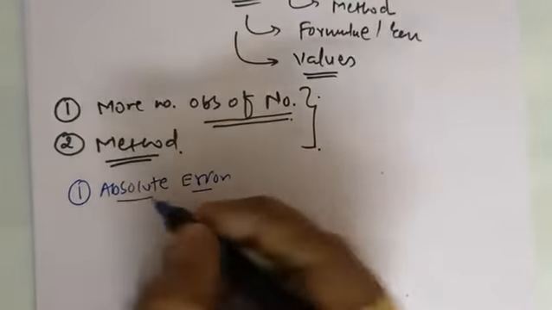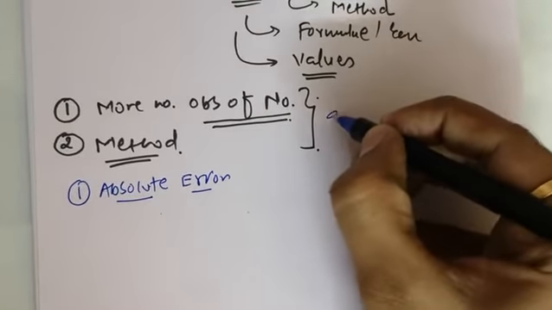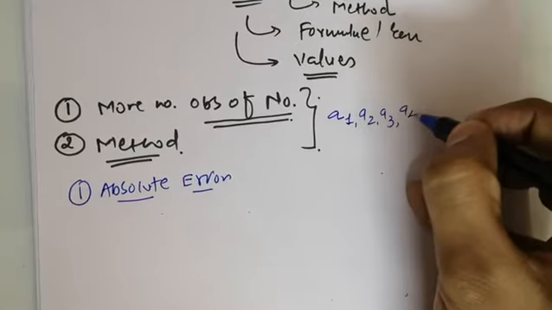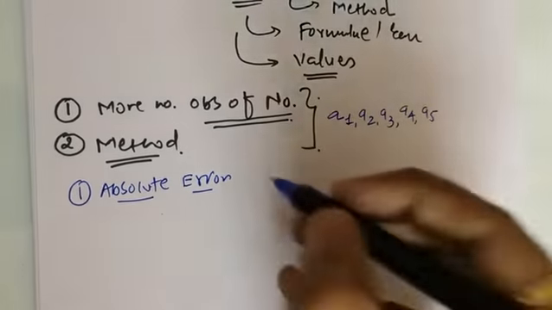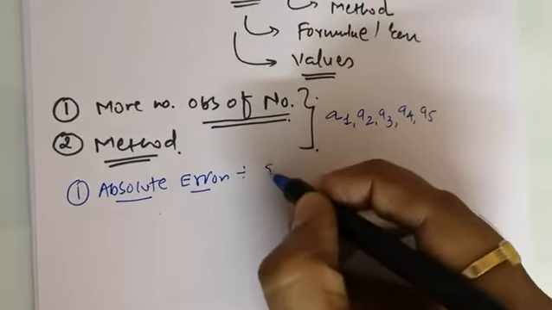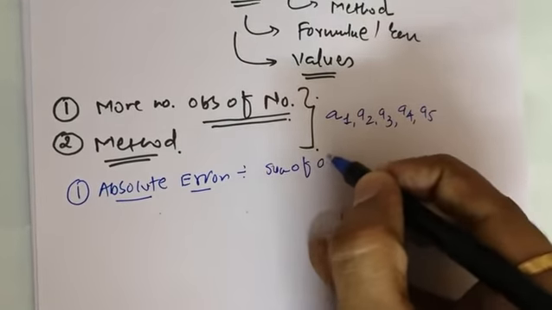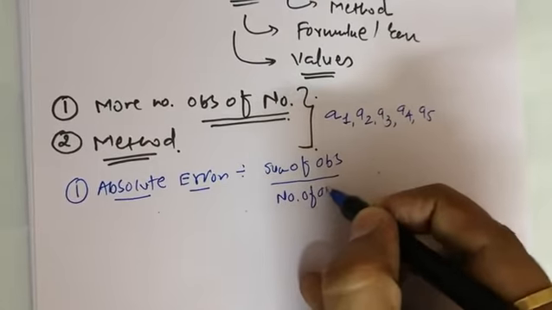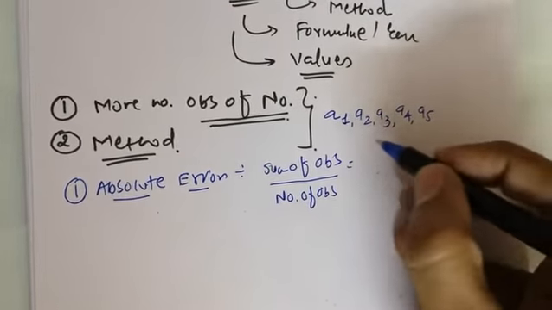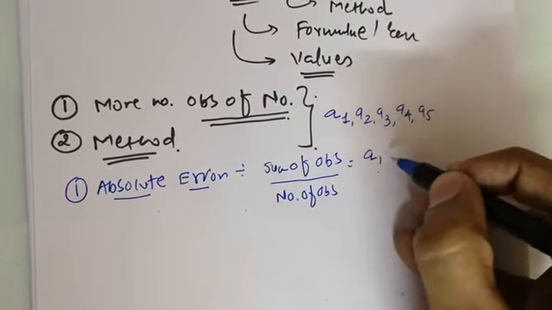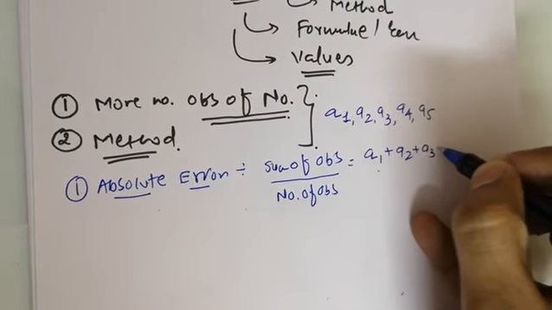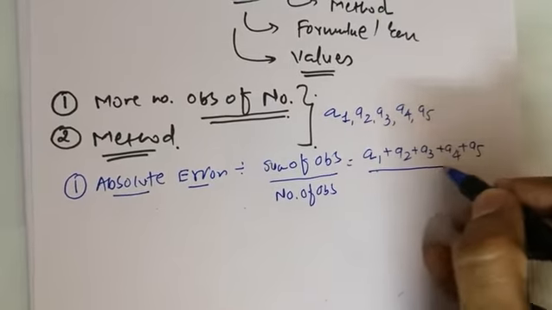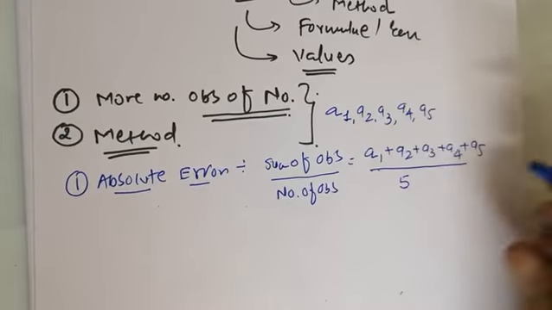In this error, let's say I'm just performing one experiment and I'm taking some observations A1, A2, A3, A4 and A5. Then absolute error is called the sum of all observations divided by the number of observations. So I have taken 5 observations A1, A2, A3 and A4. I am just doing their summation divided by the number of observations, which is 5.